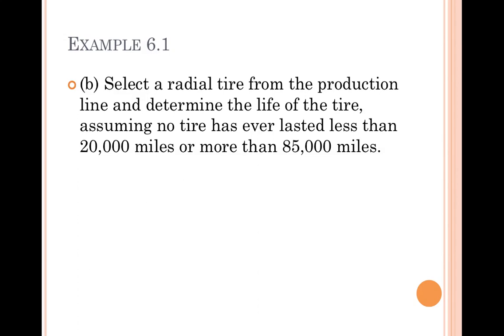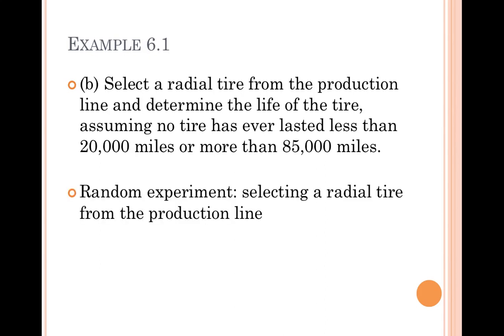Select a radial tire from the production line and determine the life of the tire, assuming no tire has ever lasted less than 20,000 miles or more than 85,000 miles. The experiment involves selecting a radial tire from the production line. Randomly selecting a tire from the production line is the experiment. The variable is the life of the tire. So the variable, what's different from tire to tire, is the tire life.